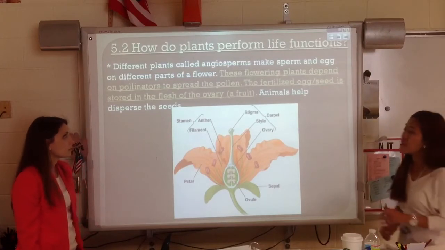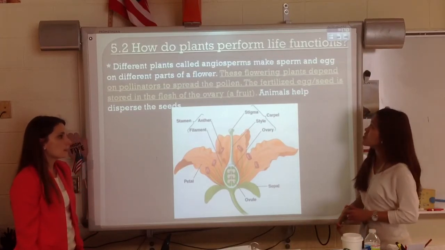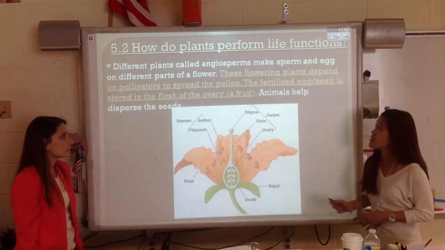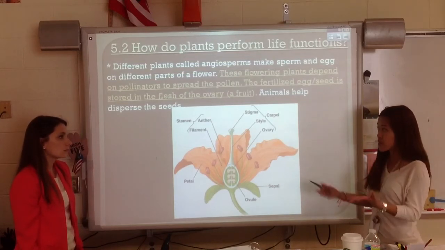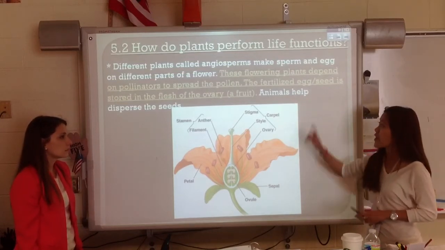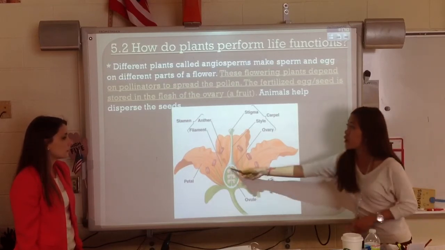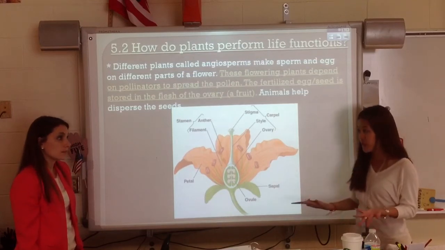Okay, so then we also have our next category of plants, the angiosperms. These are going to make sperm and egg on different parts of the flower. And so these flowering plants are going to depend on pollinators, like bees and birds, to spread the pollen, and the fertilized egg or seed is going to be stored in the flesh of the ovary of the plant. And animals are going to help disperse that after they eat the fruit.